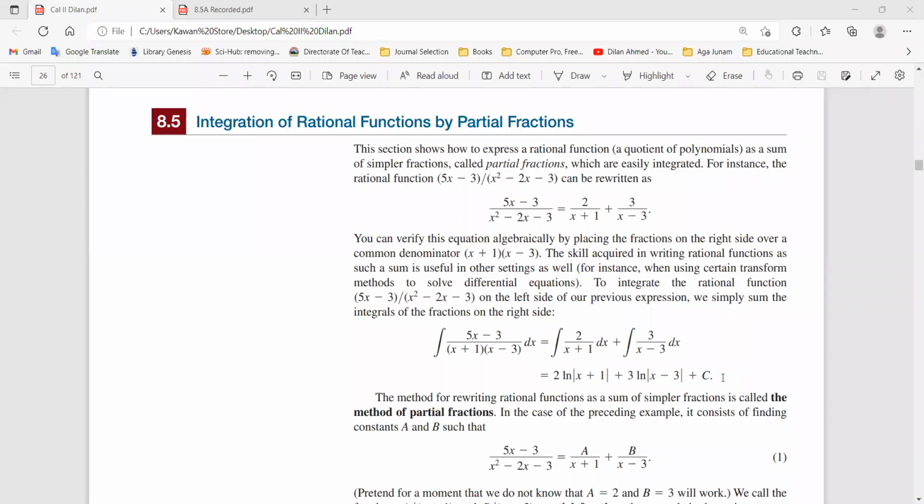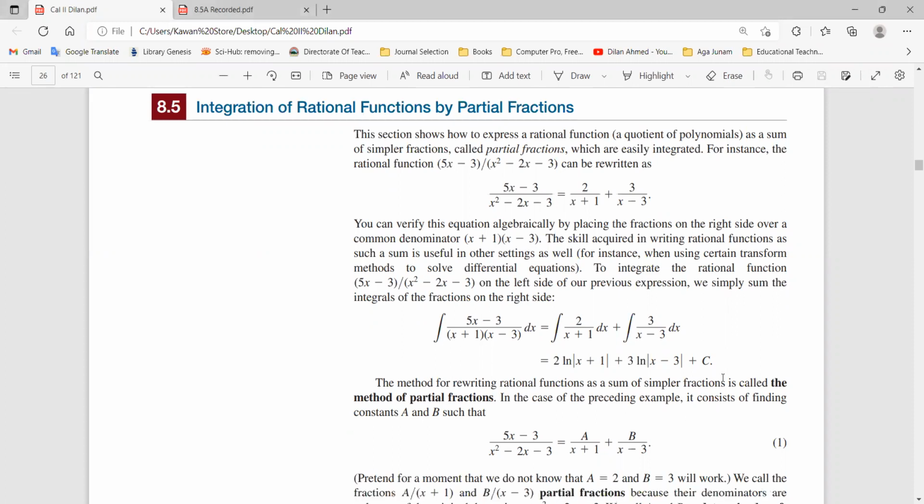Hello and good morning. Today we have another technique of integrals. The technique is integration by partial fraction. Which type of question do we have? A rational function. We mentioned before, if you have a rational function, first of all you try to use long division in 8.1. We mentioned that.